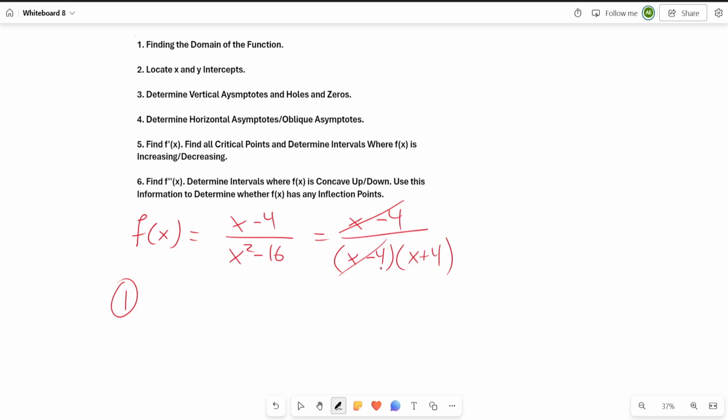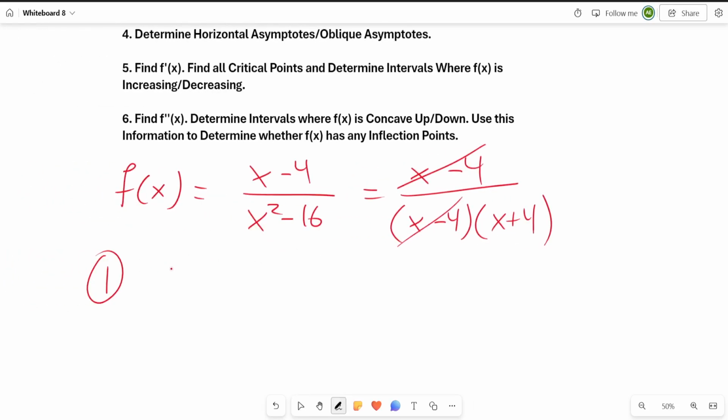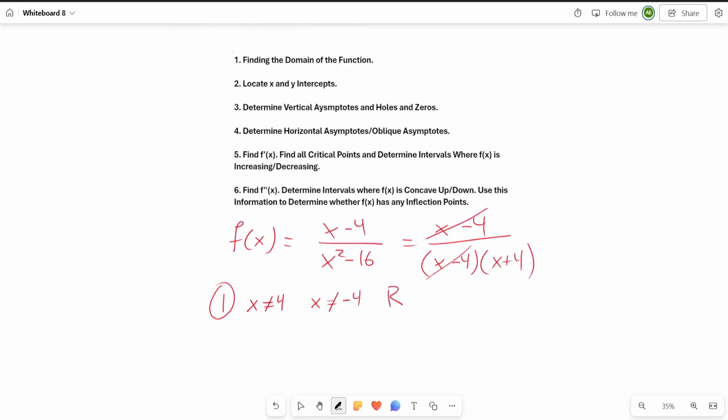If you want to go through how to actually get it, you can set x minus 4 to 0, so you will get x equals 4. And you can set the second bracket, x plus 4 equals 0, so your second x is going to be minus 4. So over here, your domain is basically everything except these two values. So x is not equal to 4 and x is not equal to minus 4. This is basically my domain, so all real numbers except these two numbers. So let's move on to the next step.